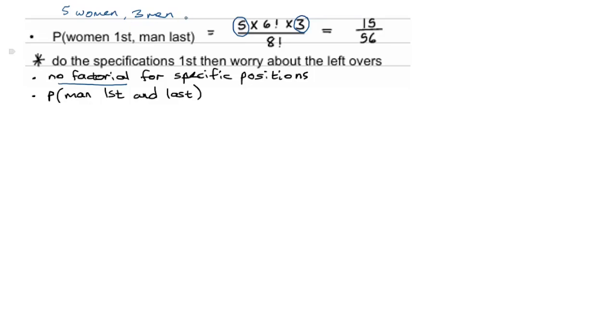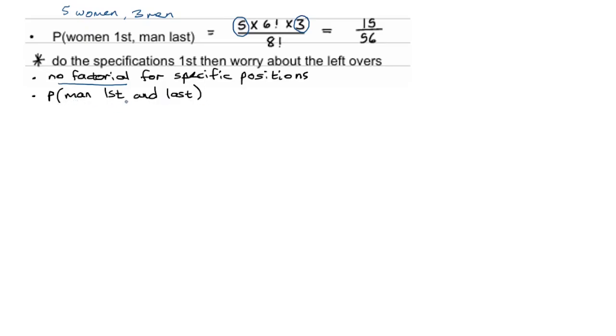And so out of the 8 people, 2 chairs have been used up. That means there's 6 people left that are happy to sit anywhere in any kind of order. So it's 6 factorial, and then I always put it over the total, 8 factorial, and that gives me my final answer. So let me give you another example.